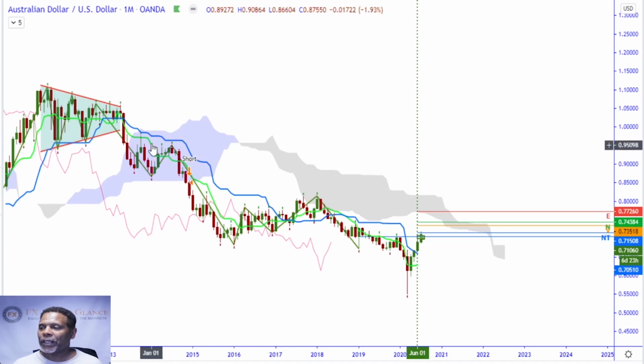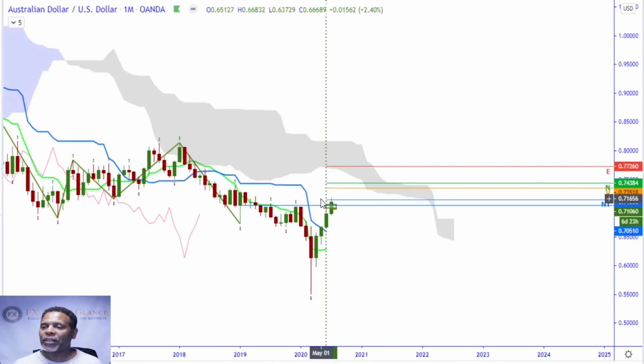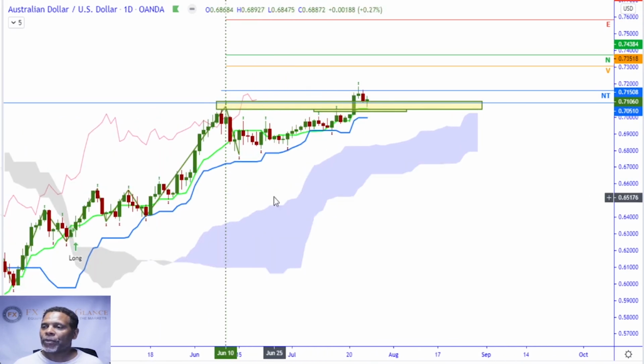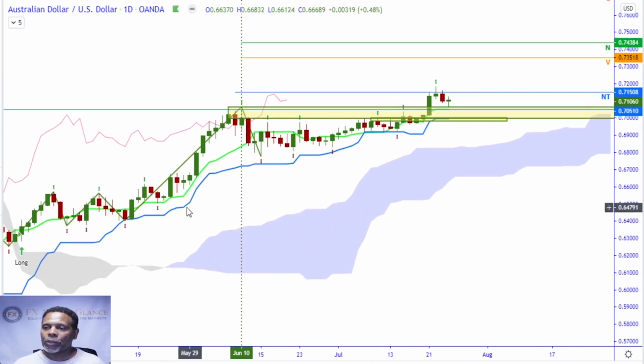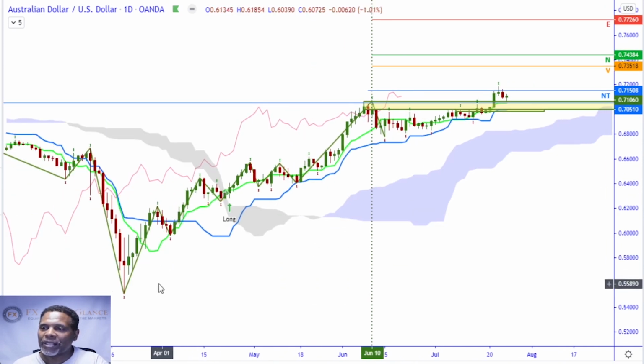Now, I didn't put in the long-term targets, so I just put in the daily targets. I'm going to go to the daily time frame. When I looked at this, we put in from this point. So again, I'm using the zigzag. So the market moves in these three wave formations.